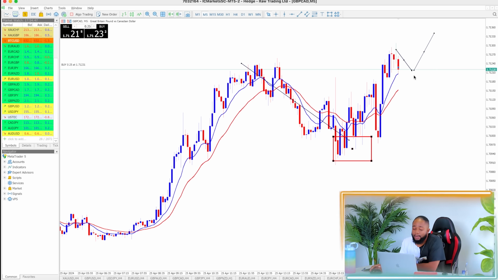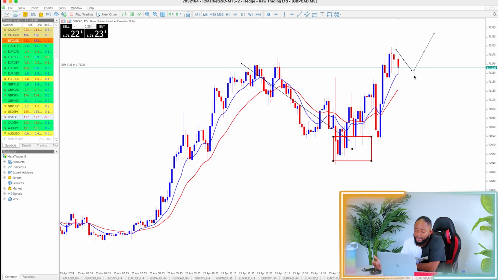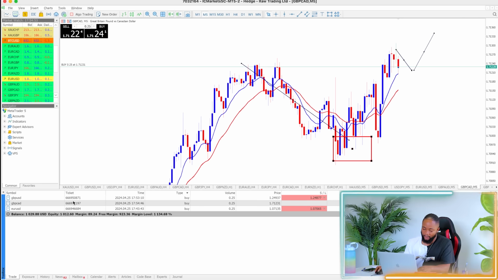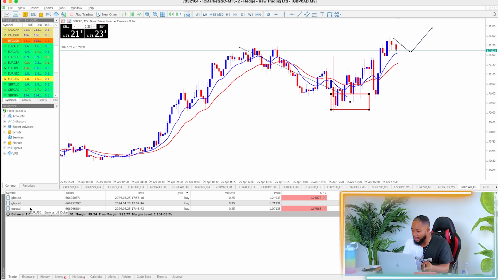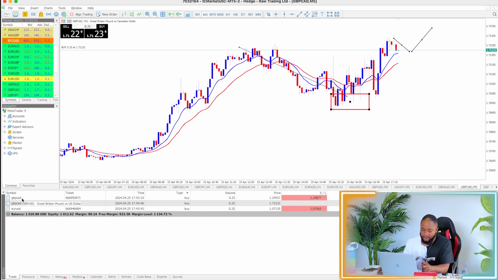But since I want us to get to our sample size of at least 20 trades, I'm taking the risk to get into the trade earlier. All right. So I get a buy. I just got a buy on that one, and then okay, we're already out on one trade. So Great Britain pound CAD is this one.